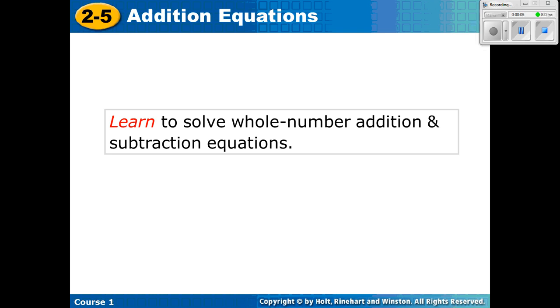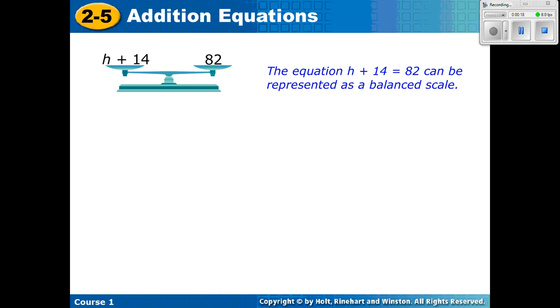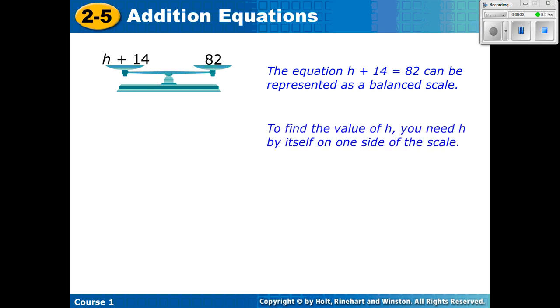And welcome back. We are now going to cover Chapter 2, Lesson 5 and 6, Addition and Subtraction Equations. When you're thinking of an equation, think of it as a balanced scale. On one side of the scale we have h plus 14, and that should equal 82 because it is balanced. But we need to find out what the value of h is. So we need to get h all by itself on one side.